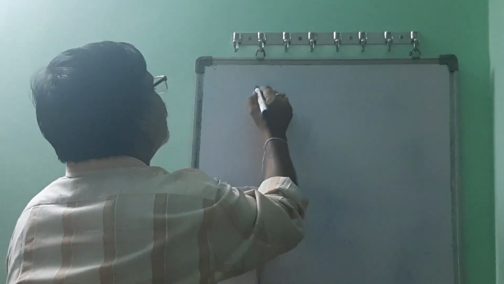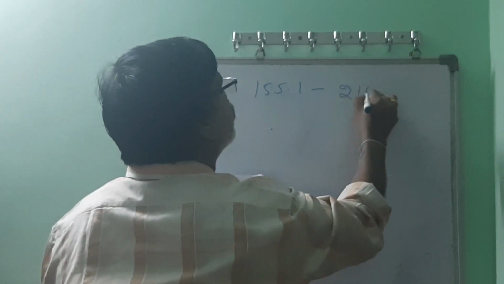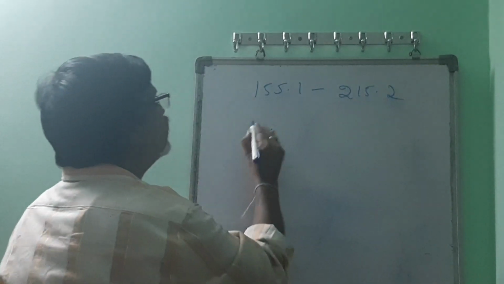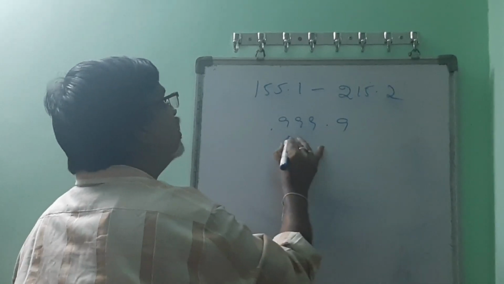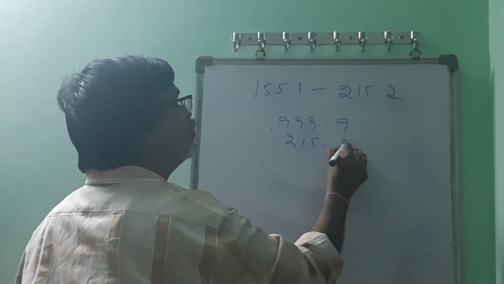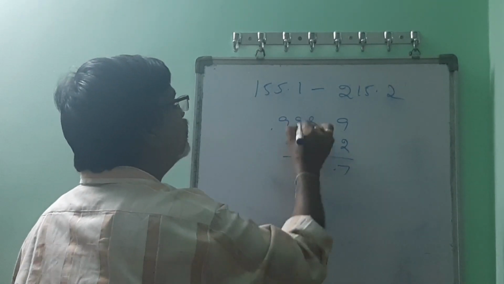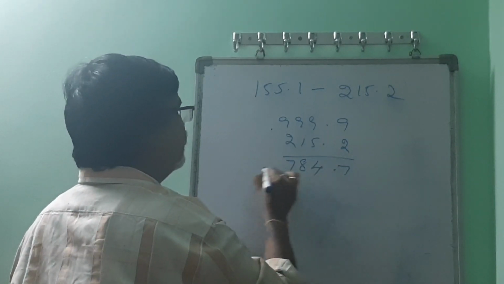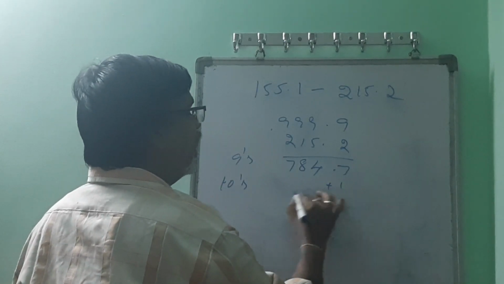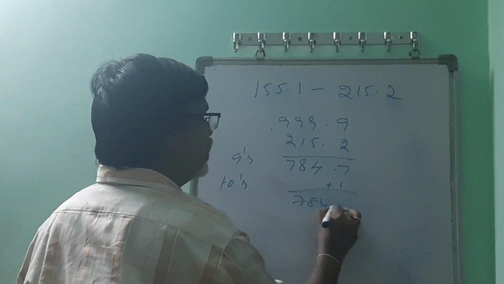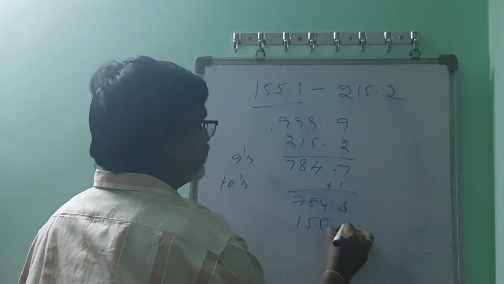So here 155.1 minus 215.2. Here 999.9 minus 215.2 gives 784.7. This is the 9's complement, but we want the 10's complement. Add 1 here, 784.8, and then this will be added to the first one, 155.1.